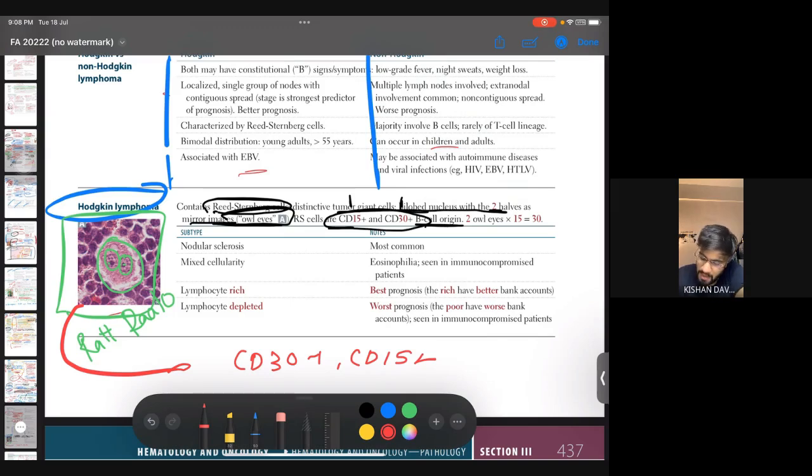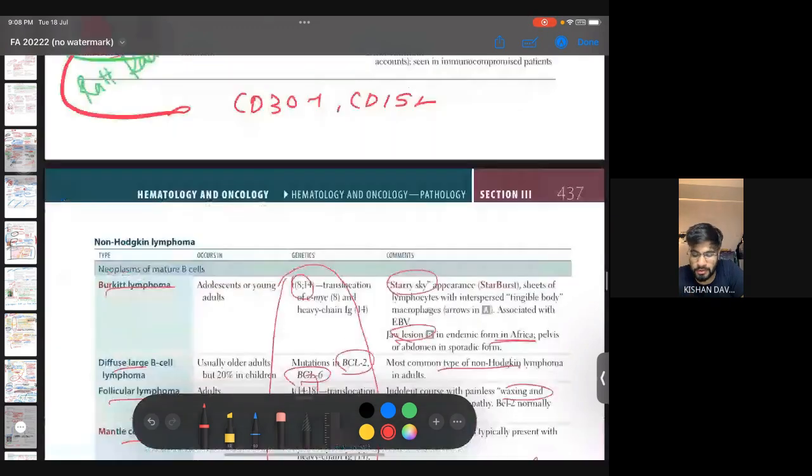Now, the most common type of Hodgkin lymphoma is nodular sclerosis, and the best prognosis is seen in lymphocyte rich. That's it. Nothing else you need to remember here. So these two lines are important for you to diagnose Hodgkin lymphoma.